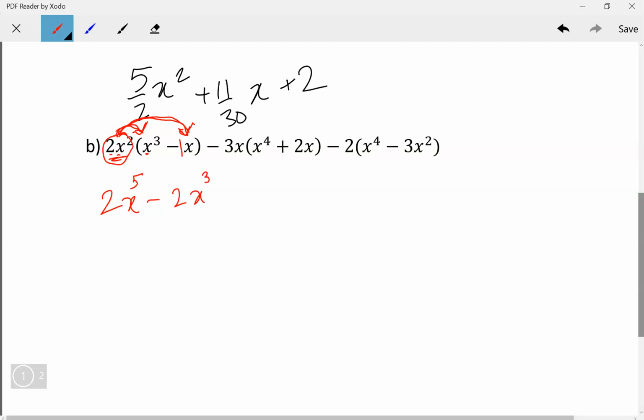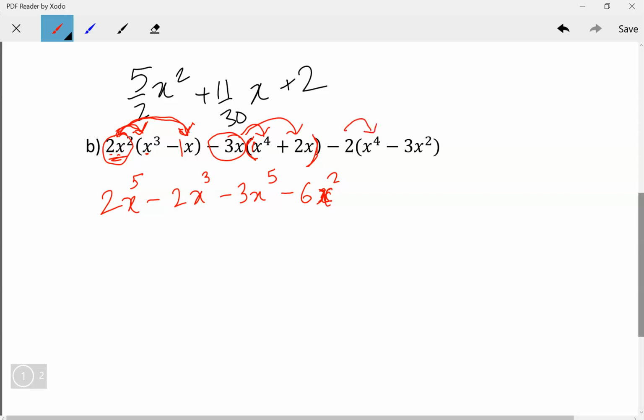Let's look here. Again, I have something outside a bracket, and then times the bracket term, so therefore I have the distributive property where I take this minus 3x and I multiply it into everything inside the bracket. So 1x to the power of 4 and 2x. So this would give me negative 3x to the power of 5 minus 6x squared. Again, I'm just using exponent laws to add the variable part, to multiply the variable parts.